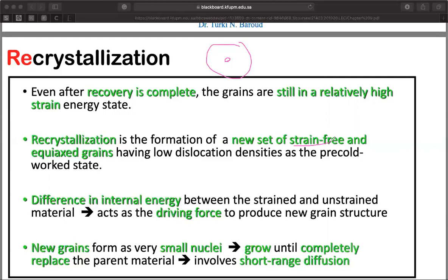So you start to initiate small regions within the highly strained region, and those regions have much less dislocation density. They are strain-free regions, and they will start to initiate. What's going to happen as time progresses, at high temperature? Those regions will start to grow further and further until they consume the parent material. So the result at the end of the recrystallization stage is we're going to form a new set of strain-free and equiaxed grains.